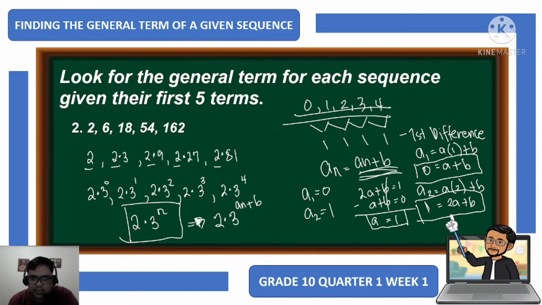And how about b? So, if a is 1, again, substitute lang natin sa first equation. So, a plus b equals 0. Ang a natin ay 1, nakuha natin. So, 1 plus b equals 0. So, again, to look for b, subtract natin 1 both sides. So, 0 minus 1. So, 1 minus 1 cancelled. So, si b na lang matitira. So, b is equal to 0 minus 1 is negative 1. So, therefore, a is 1, b is negative 1.